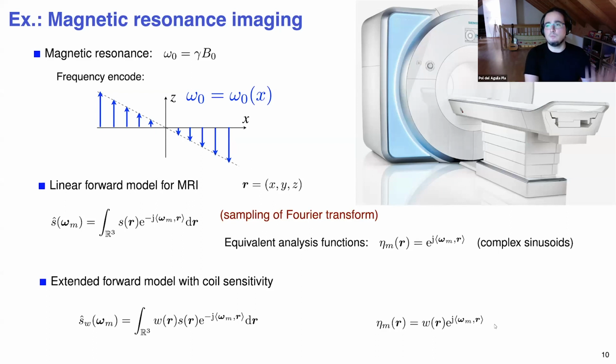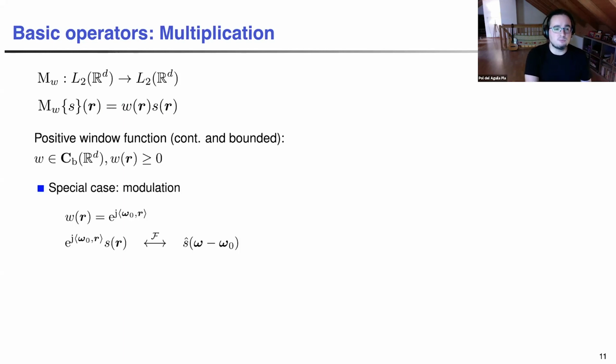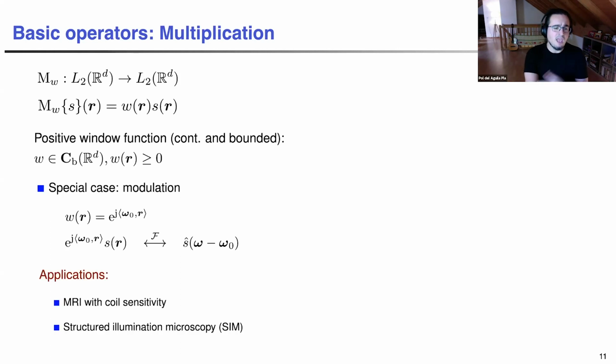Clearly, then we need one more operator as part of our toolbox, which is the multiplication operator, which just multiplies by a positive window function that is continuous and bounded. So a specific case of this multiplication operator of relevance is when you multiply by a complex sinusoid again, because in Fourier domain, this simply corresponds to a shift.